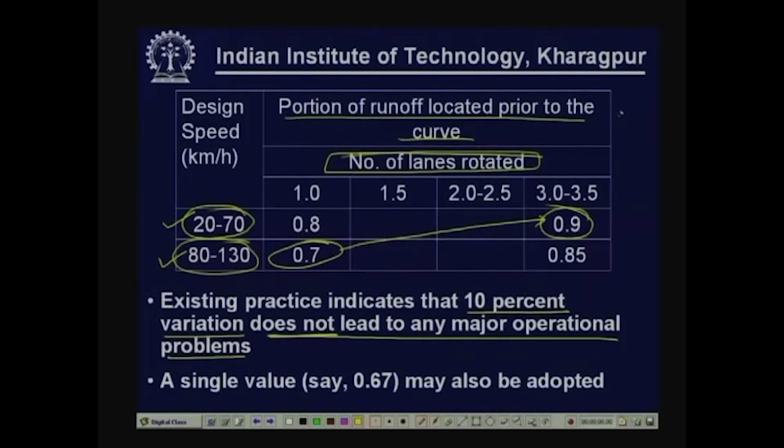Therefore, although these are recommended as I have shown here in tabular form, a single value, say 0.67, may also be adopted. However, wherever the situation permits, a more refined design standard may be adopted as indicated in this table. That means a different proportion depending on the number of lanes rotated and also depending on the design speed range. So, that is a more refined design consideration, but a single value is also acceptable.